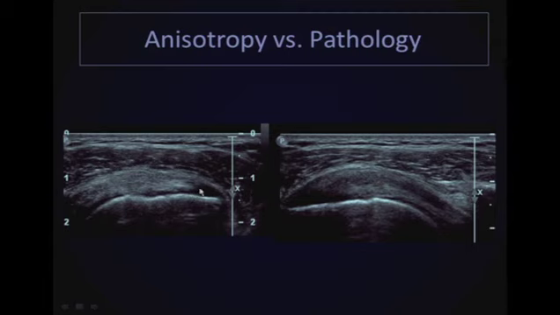We reorient the transducer. But what about here? Here we see some hypoechoic areas in the tendon that are perpendicular to the beam. So this is not anisotropy in the tendon. This is abnormal loss of architecture. We don't see the fine parallel lines, and this is tendinosis in the tendon. This is what tendinosis looks like in the rotator cuff, and this is what tendinosis looks like in other tendons, and the same principles apply.